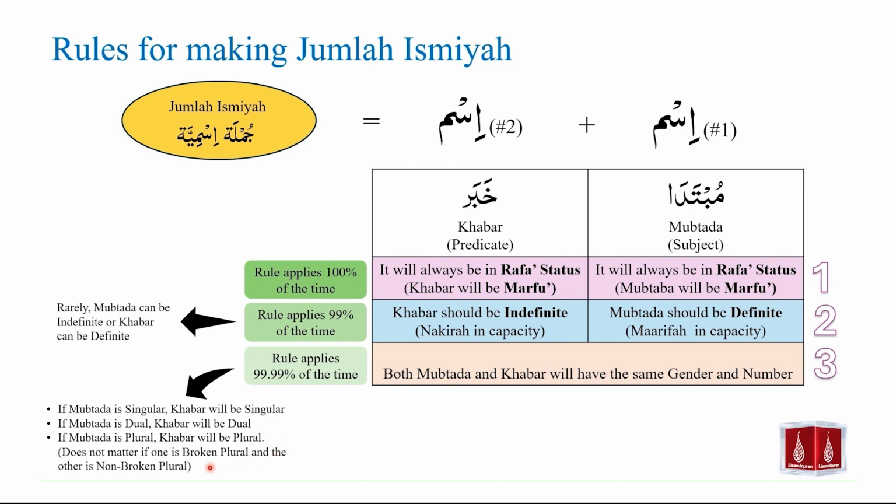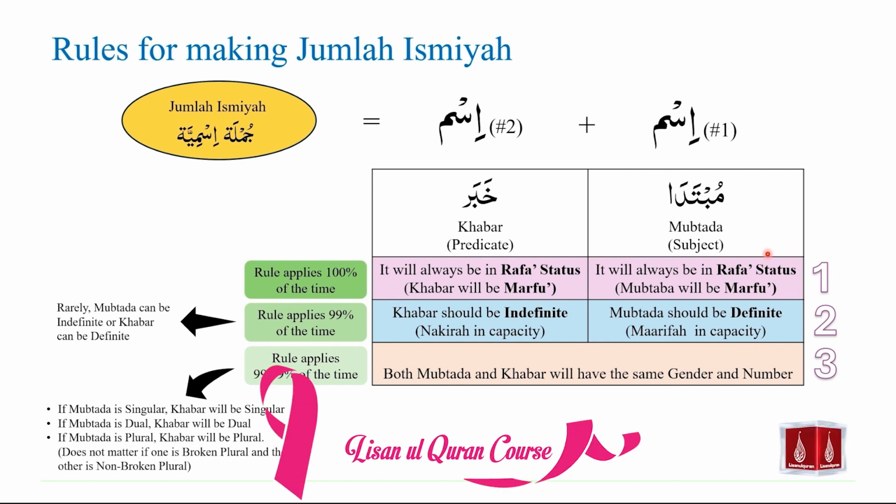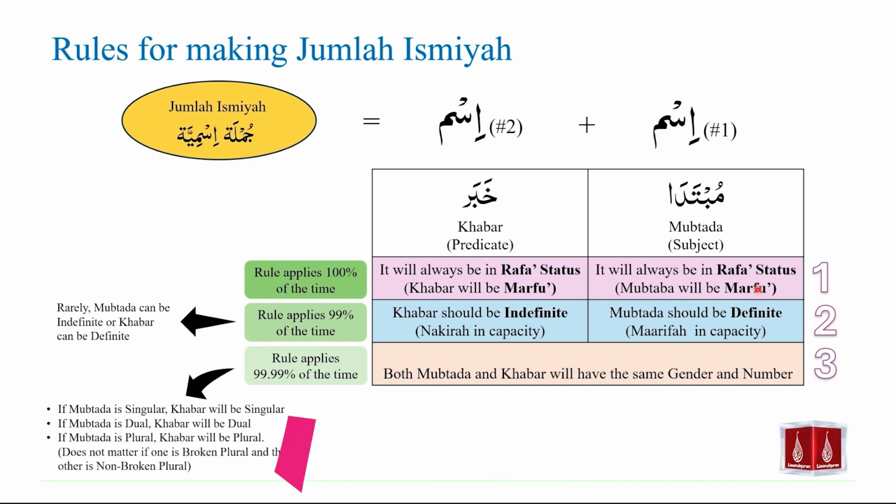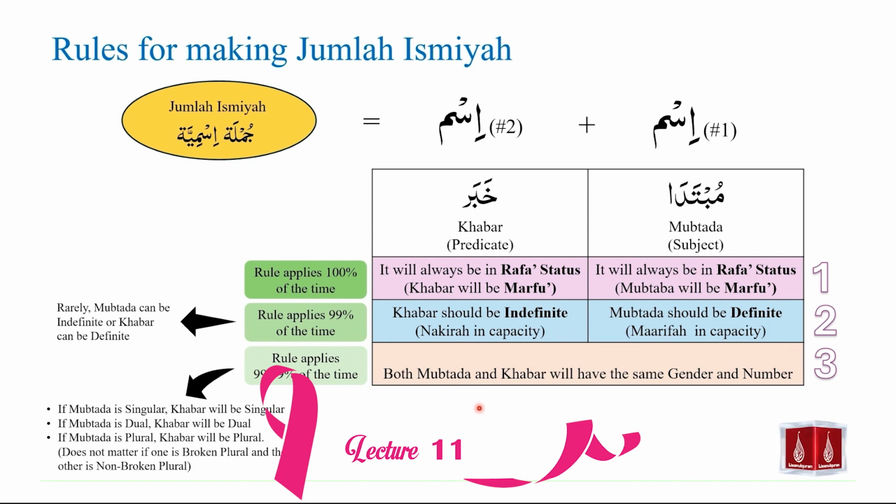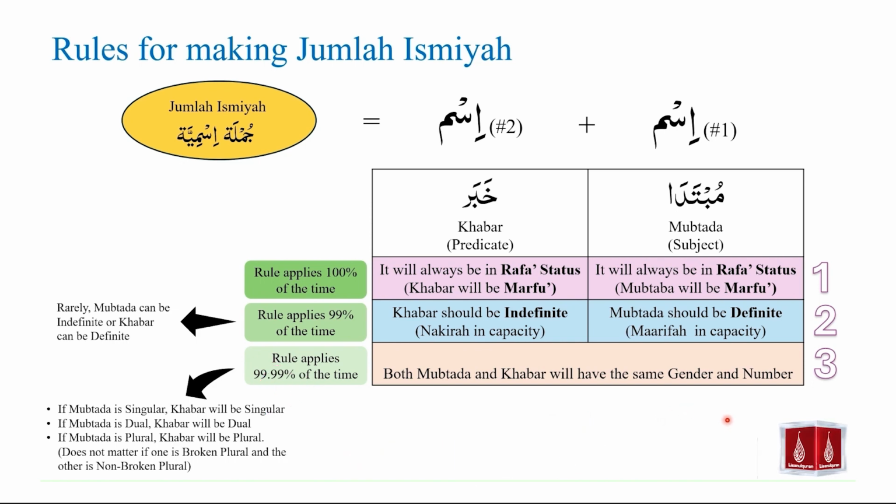And it does not matter if one is broken plural and the other is non-broken plural, but both need to have the same number. The third rule is applicable approximately 99.99% of the time. To summarize, the three rules of making jumla ismia: the first one, both mubtada and khabar have to be rafa in status. Number two, mubtada should be definite in capacity. Khabar should be indefinite in capacity. And the third rule, both mubtada and khabar will have the same gender and the same number.